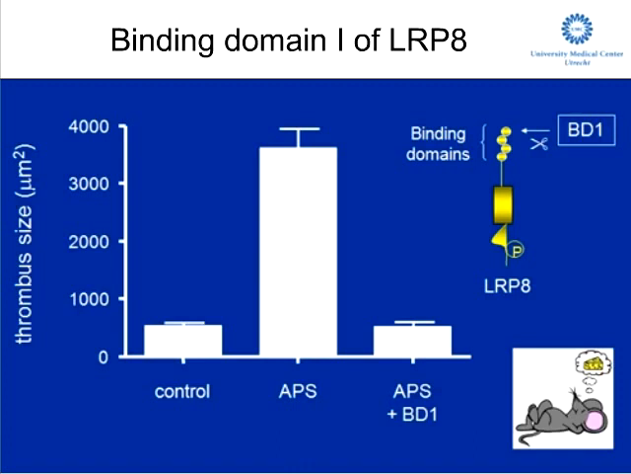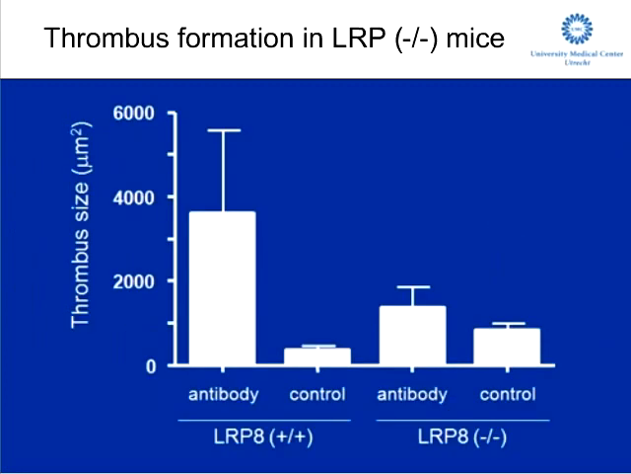That does not prove that LRP8 itself is involved. It can simply block beta-2-glycoprotein 1. So we also did experiments with LRP8 knockout mice. Here you can see that in the normal mice, the control situation, injection of patient antibodies gives a response, but in the LRP8 knockout mice the response is much less than in normal mice, suggesting that LRP8 knockout mice are less sensitive to antiphospholipid antibodies.